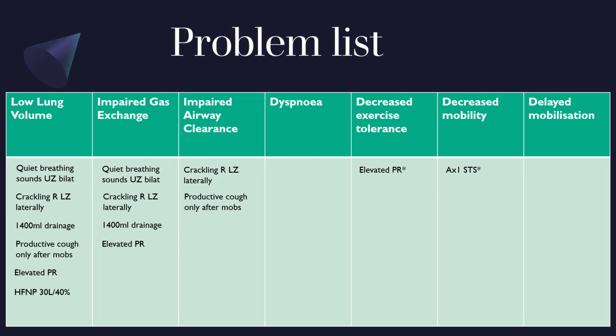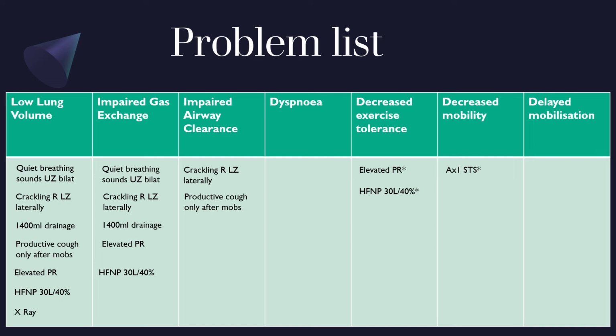Obviously, the oxygen requirement would indicate low lung volumes and definitely impaired gas exchange. And again, I've fit that in under decreased exercise tolerance. We can hypothesize that someone with reduced oxygen sats isn't going to have the same tolerance for exercise as someone with normal oxygen sats.